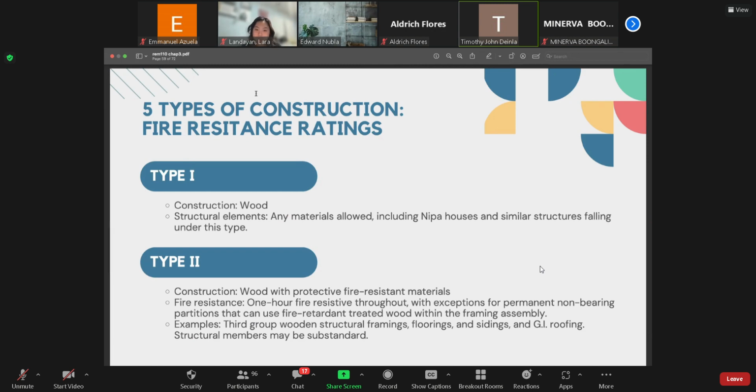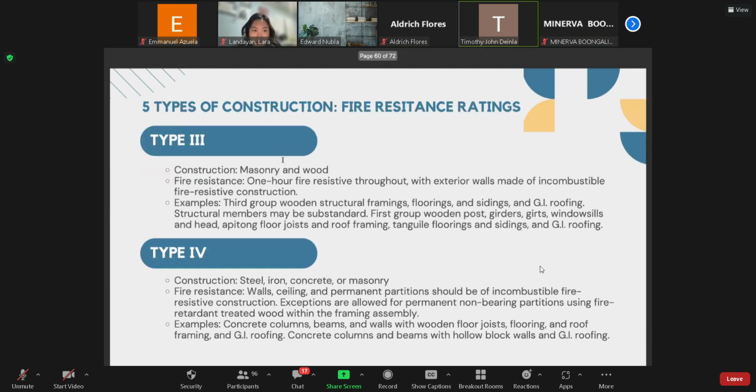Then for type 3 building, ito na yung with masonry and wood. So it's a combination na. So ito naman, meron siyang 1 hour fire resistant yung materials na ginamit throughout the exterior walls. Then for the type 4 naman, it's steel, iron, and concrete or masonry, which is basically, ito yung as in wala ng wood na ginagamit tayo.